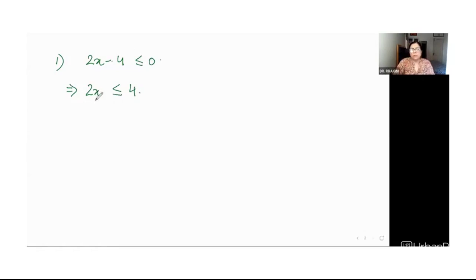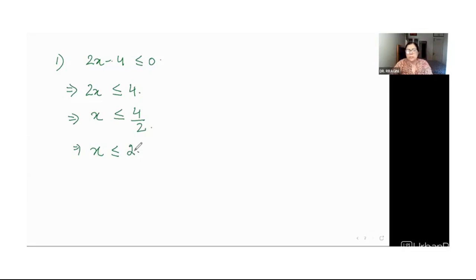Now, ultimately, we have to find the value of x. So we have to remove 2 from the left hand side. Now 2 is in multiplication. When it goes to the right hand side, it goes into division, right? So what do we get? x is less than or equal to 2. So these were all the rules I have used here. They were the same as we had learned to solve linear equations.